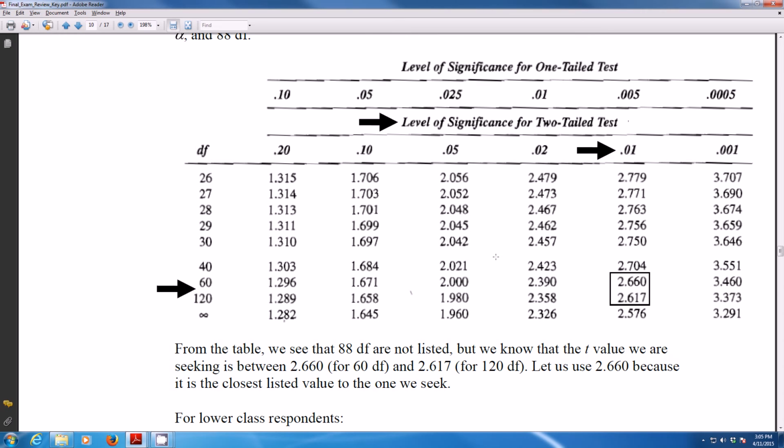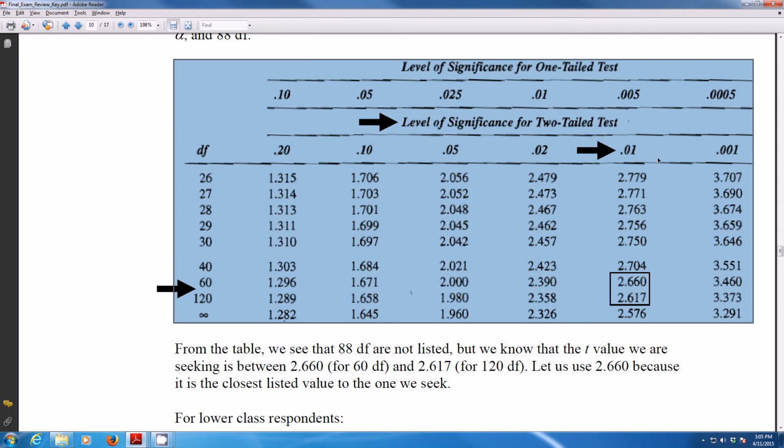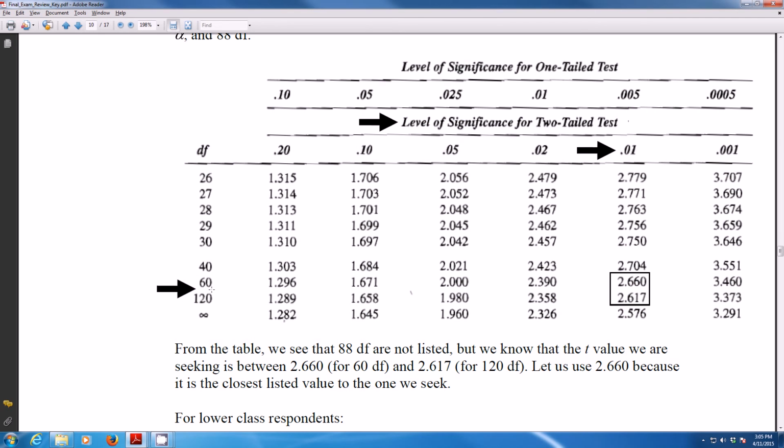And so starting with the lower class, we're going to use a two-tailed confidence interval and a 0.01 alpha level instead of 0.05. And so again, we can't figure out the exact degrees of freedom. We're looking for 88, and that's between 60 and 120. So the value we're looking for is between 2.66 and 2.617. So I'm just going to choose 2.66 because I think it's the closest one.